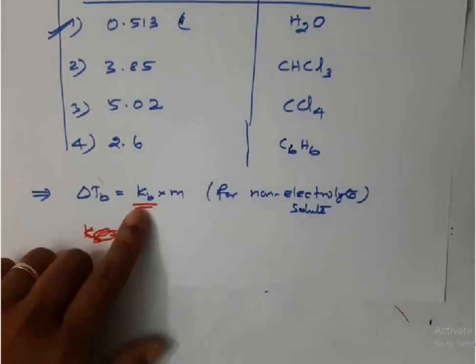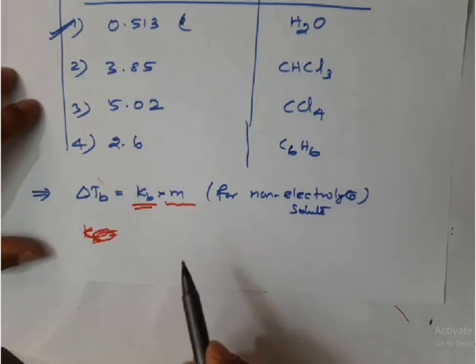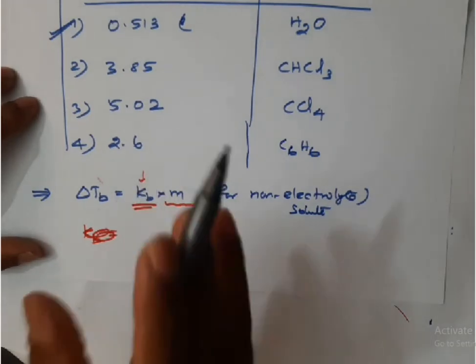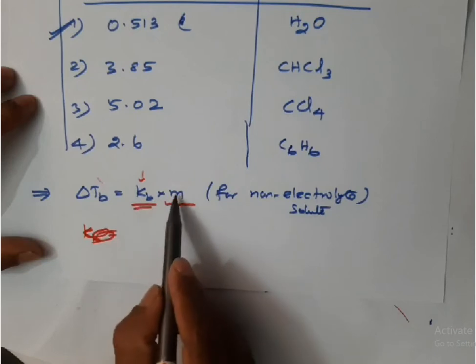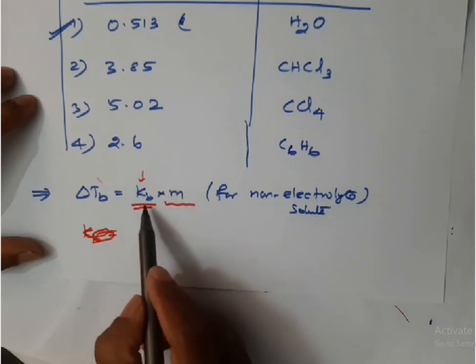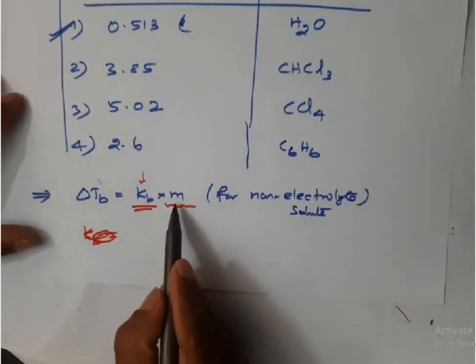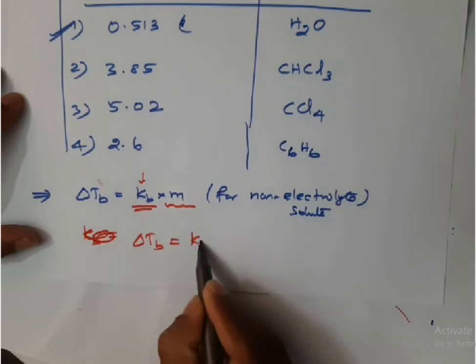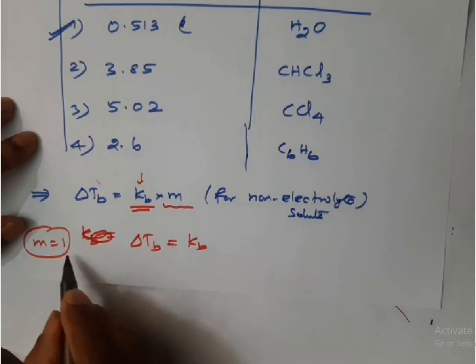Whenever you want to find a proportionality constant, you keep the other terms as 1. To find or understand what Kb is, the terms that remain along with Kb, you keep all as 1. So here I have m; put m equal to 1. If I put m equal to 1, what will I get? I will get delta Tb equal to Kb, if m is equal to 1.